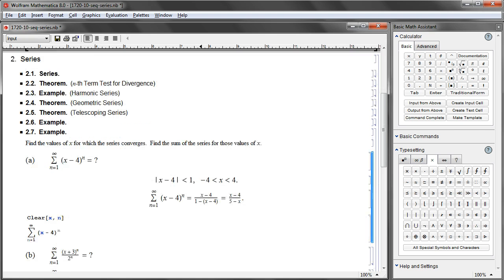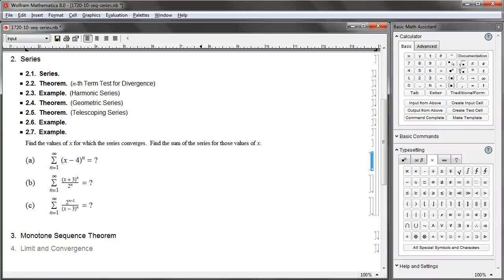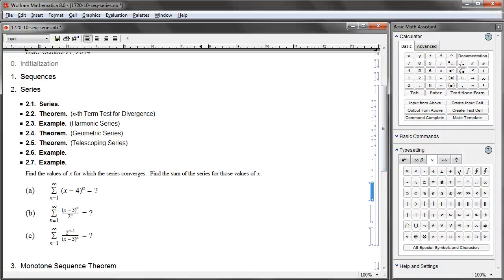Did I do this right? Yes, okay. How about the third problem?